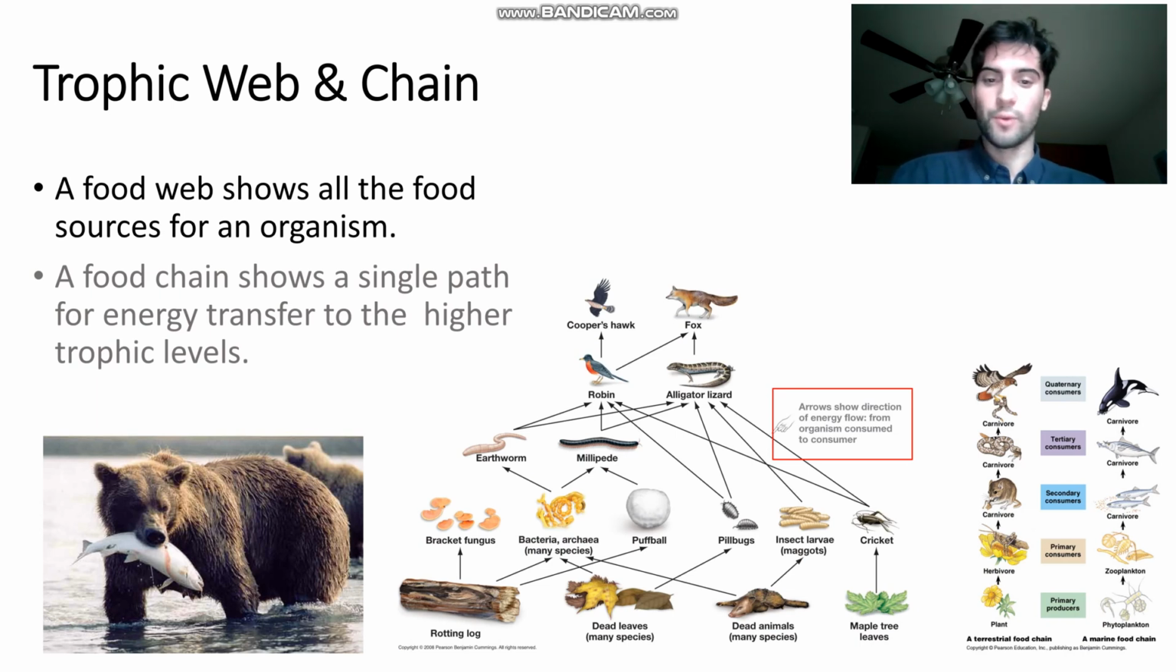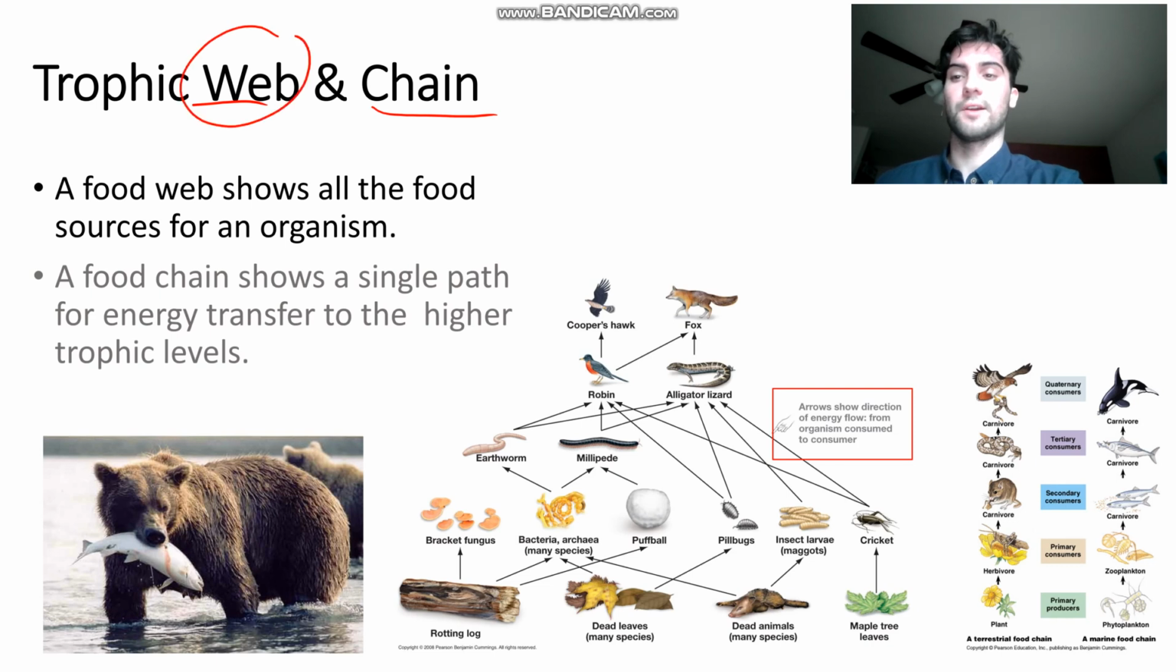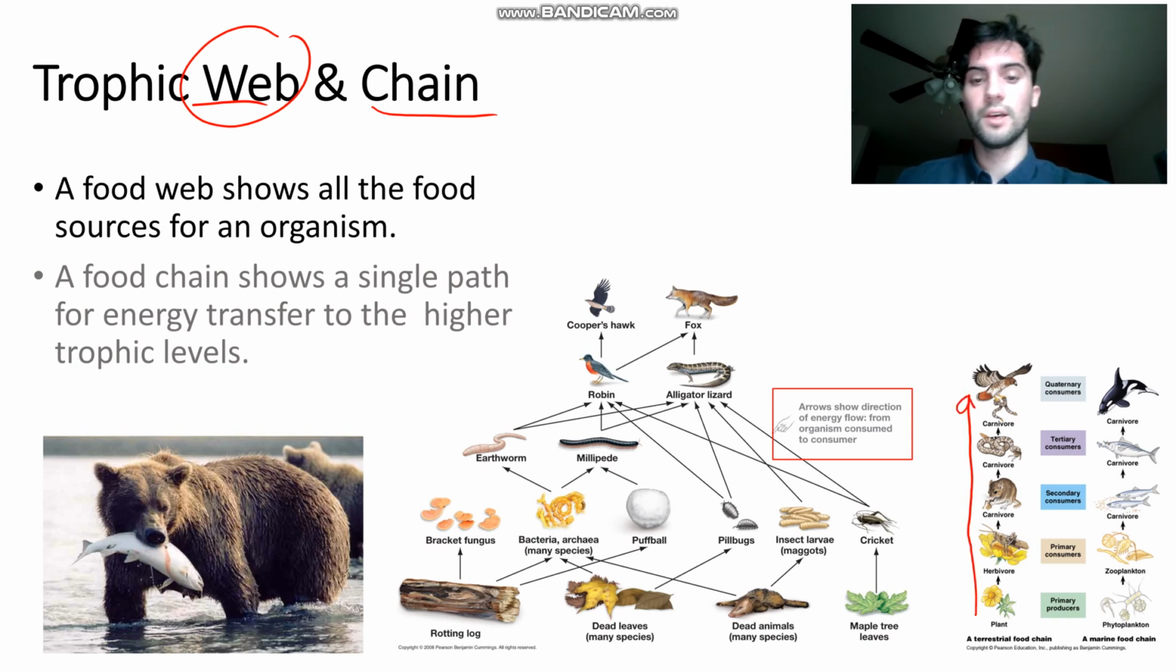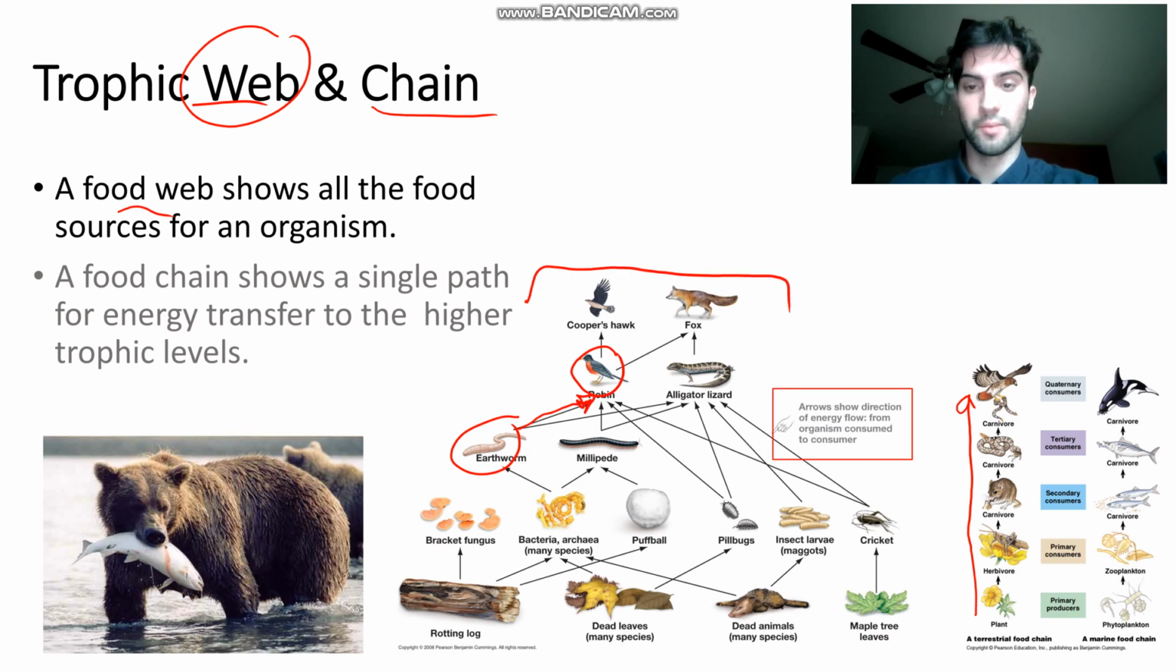There are several ways to represent energy flow within a community. We have trophic webs and trophic chains. Webs are the ones we want to focus on, because a chain only shows a single path for energy transfer. We have to remember that the arrows show the direction of energy flow, from the organism consumed to the consumer. So if a bird feeds on an earthworm, then the earthworm is giving its energy to the bird. That's the concept. And this one here is a food web, with a lot of different interactions.